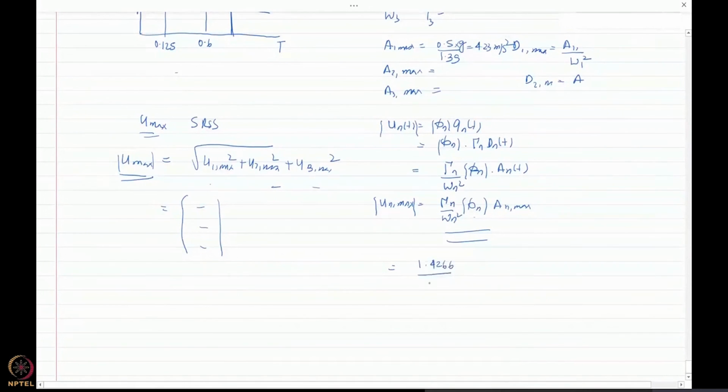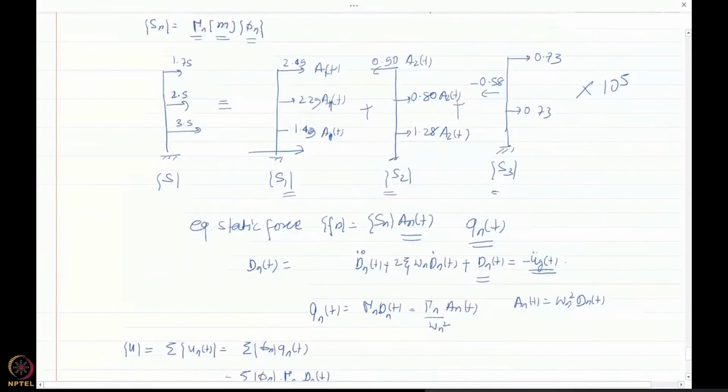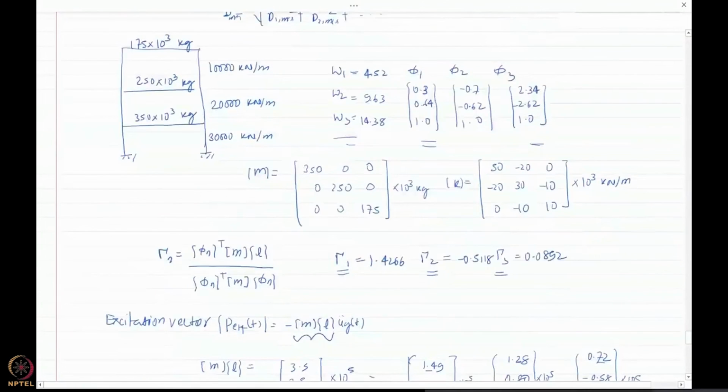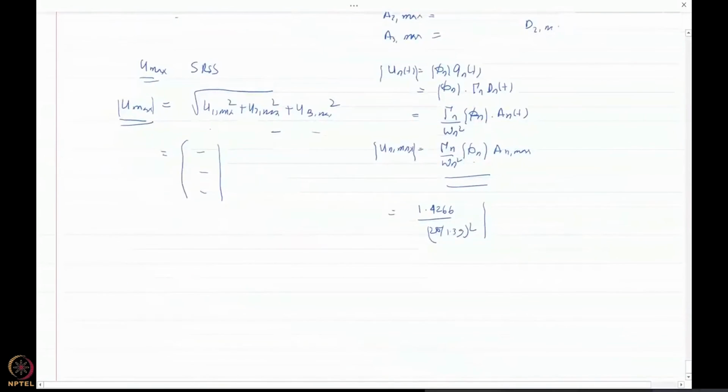So just utilize this expression: 1.4266 over omega 1 square, whatever the value of this one, or you can write 2 pi by T, or whatever, 1.39. I have only this in front of me, so I'm just utilizing this. Then phi 1, again just utilize this, whatever we had got here, 0.3, 0.64 and 1.0. Okay, this is 4.52 here.